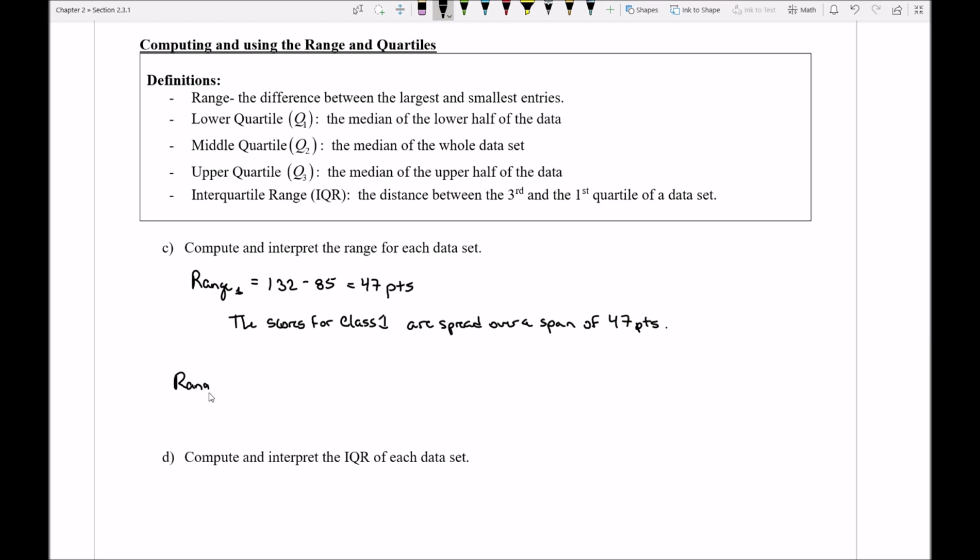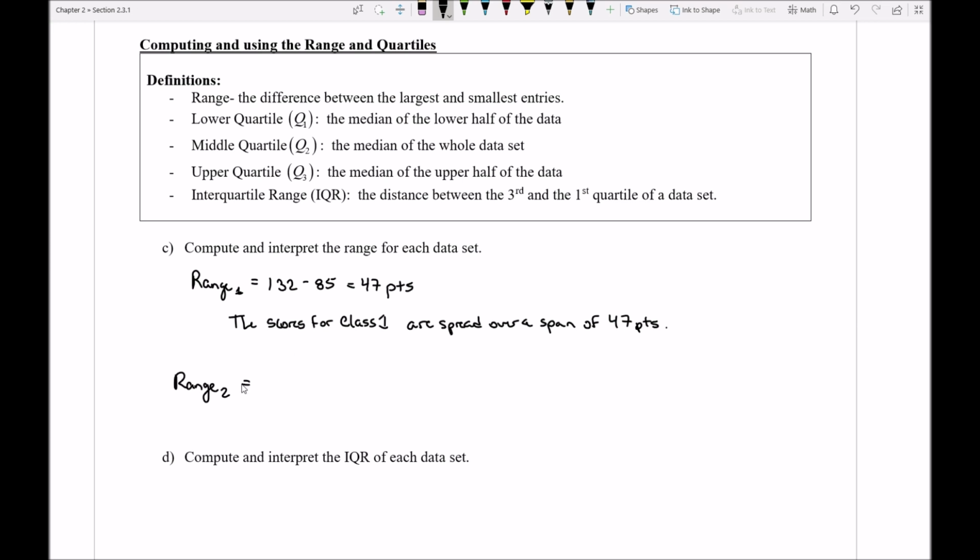Notice, you could probably go ahead and calculate range number 2. In fact, I'm going to ask you, pause the video, see if you can go ahead and record what range 2 actually is, and provide an interpretation for it. When you hit unpause, you'll see me work through the solution.